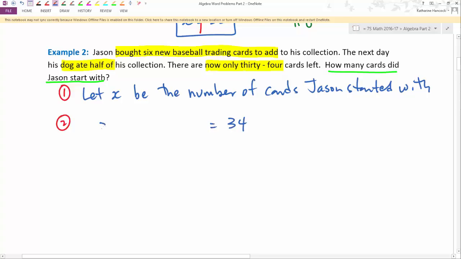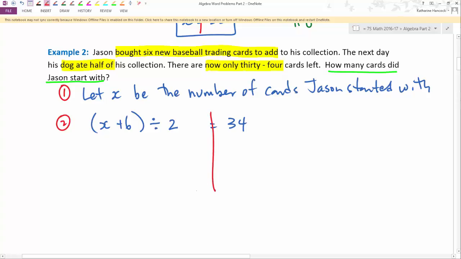So we started off with a certain number of cards. Then he bought 6 new trading cards to add. So I'm going to add 6. And the dog came along and ate half his collection. So I'm going to take that whole collection, put it inside brackets, and I'm going to divide it by 2, because that's the same as cutting something in half, dividing it by 2.